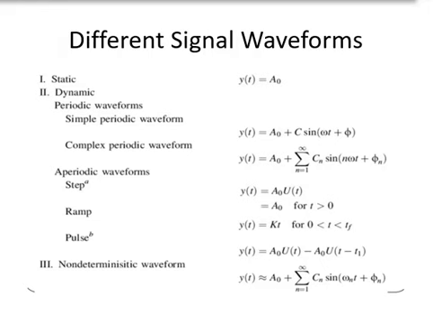There are various signal waveforms such as static, dynamic, step, and ramp, and each signal waveform can be represented by a mathematical equation, as you can see in the slide.